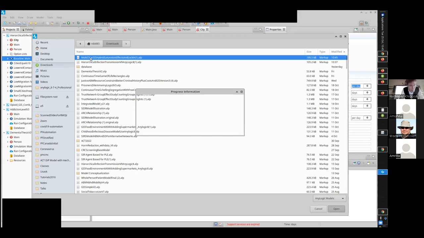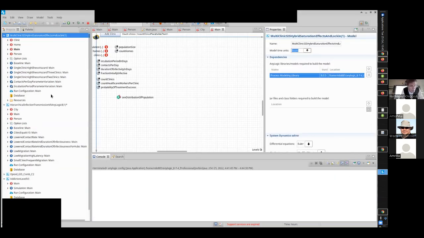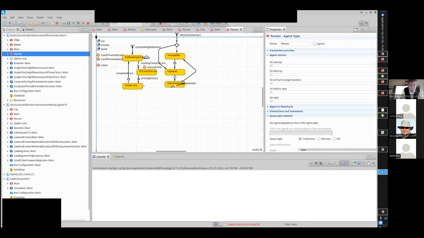So I'm gonna open that up, multi-clinic SIS hybrid. And here we're going to have a person, they have an infection state chart, but they also have a care-seeking state chart. Remember, we have state charts for different concerns. One is for infection, one is for care seeking: their situation with respect to their current status for care. Are they seeking care? Are they in transit to care? Are they actually under care? Excuse me, the top one is not seeking care.